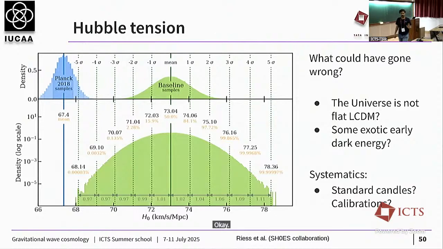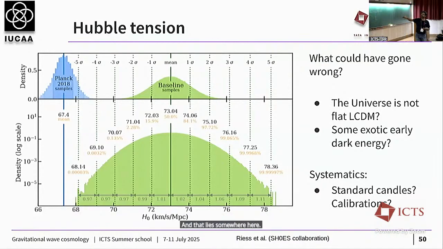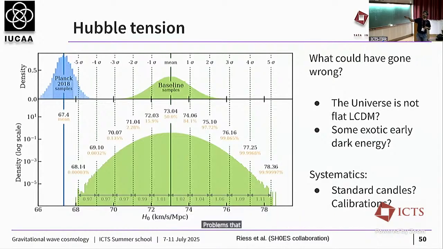Okay, so what does it mean for the Hubble constant then? You take all these observations and you can ask from the CMB temperature power spectrum itself what the Hubble constant is, and that lies somewhere here. Okay, and this is for the flat lambda CDM universe, so there is no assumption of curvature here. If you free up curvature, then there are other problems that happen. In fact, this Hubble constant shifts even further to the left.